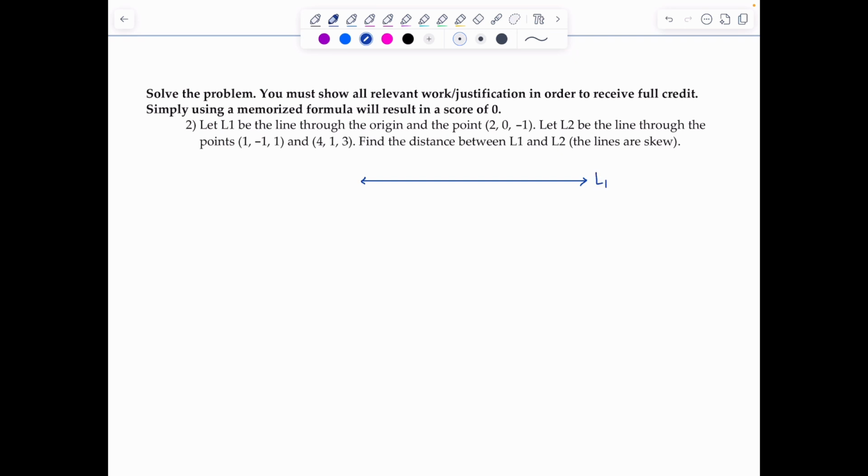Find the distance between line 1 and line 2, and the lines are skew. So just think they're like in different planes. Here's line 1, and then line 2 somewhere over here in another plane. Let me at least make it straight.